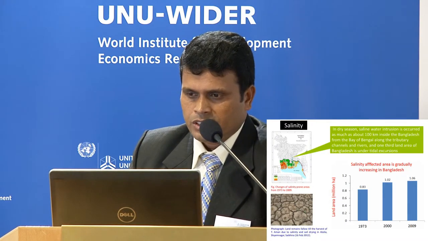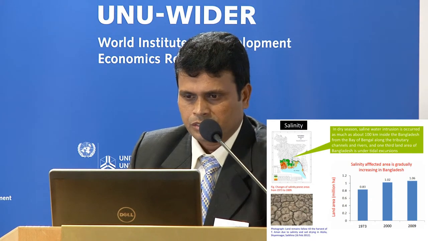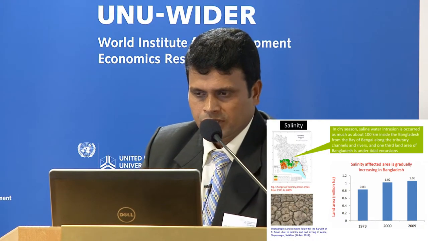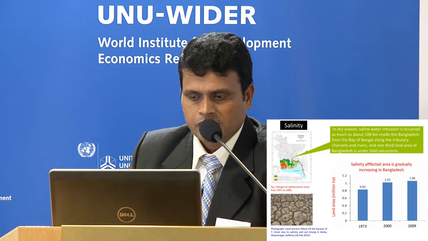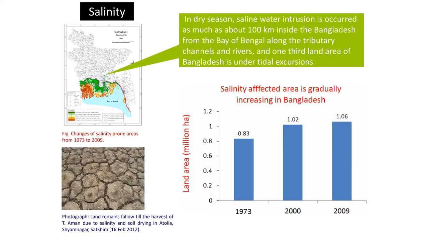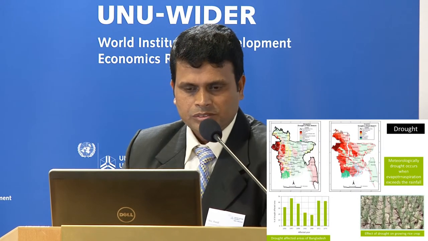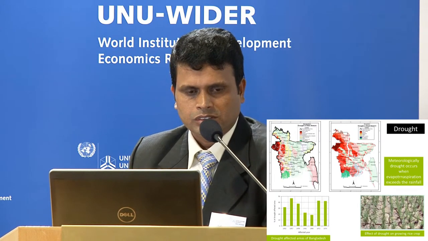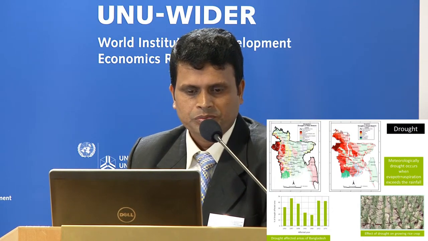In the dry season, saline water intrusion occurs as much as about 100 kilometers inside Bangladesh from the Bay of Bengal along the tributary channels and rivers, and one third of the land area of Bangladesh is under tidal excursion. And we have found that from 1973, the salinity affected area has gradually increased. And another issue is drought, especially the north and western part of the country is affected by drought.